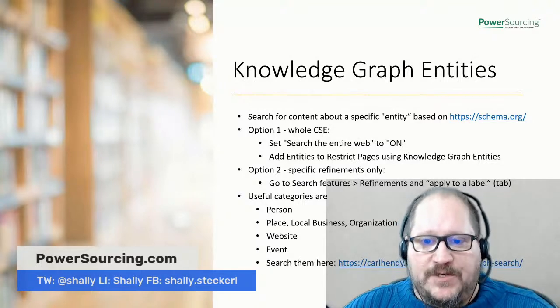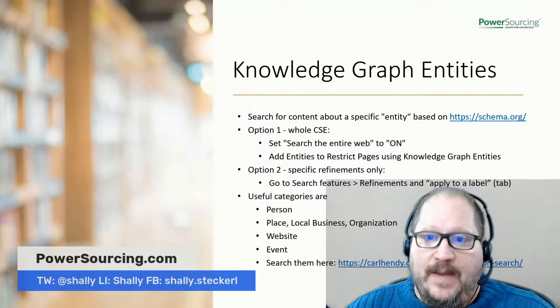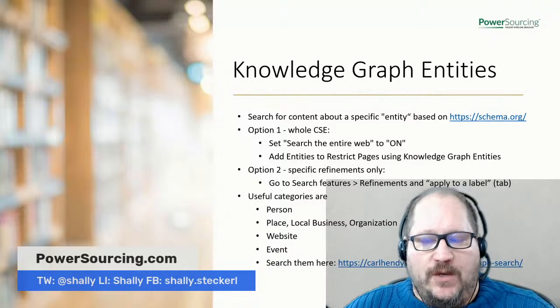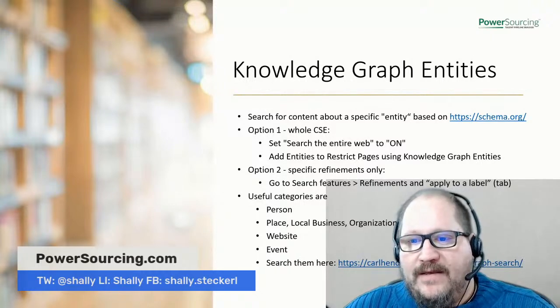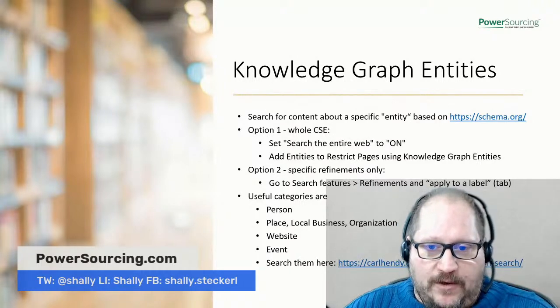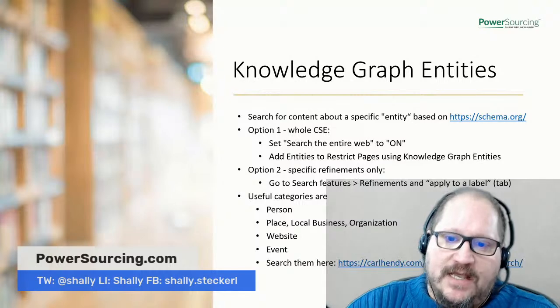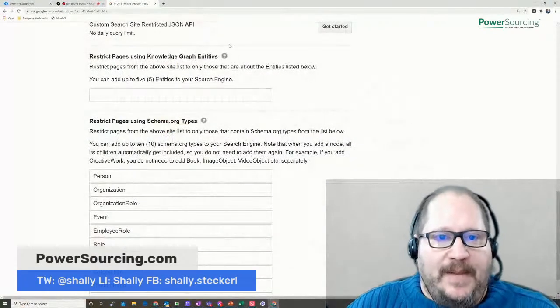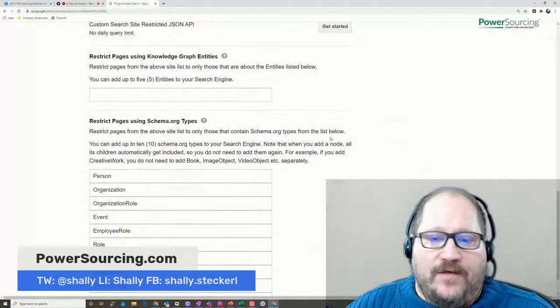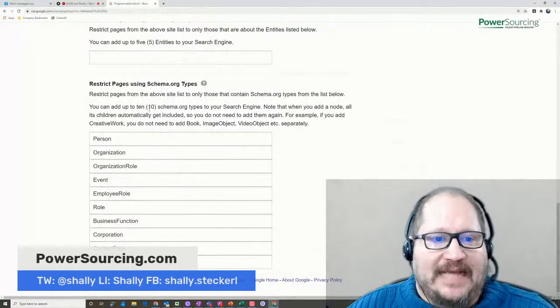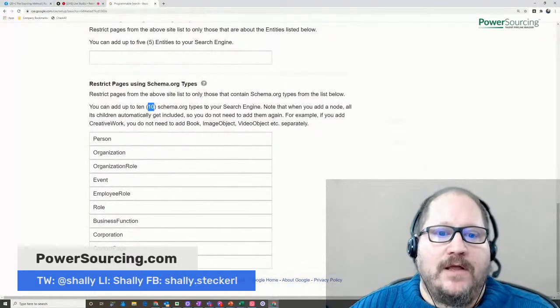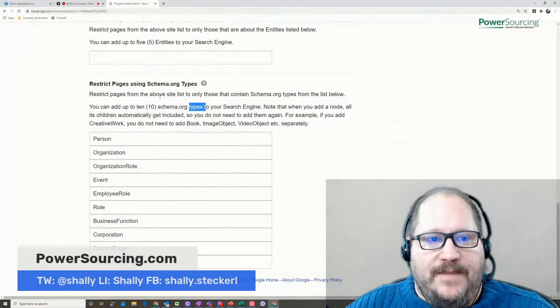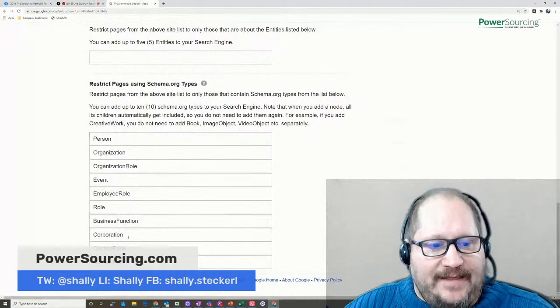However, the exception might be if you have a very customized focus search that you want to do and you don't want to limit anything else but that one particular entity, then it may make sense to use an entity in the whole CSE, meaning right here. For now, the first example I'm going to do is I maxed out the 10 allowable schema types that Google permits, and I added them all here.